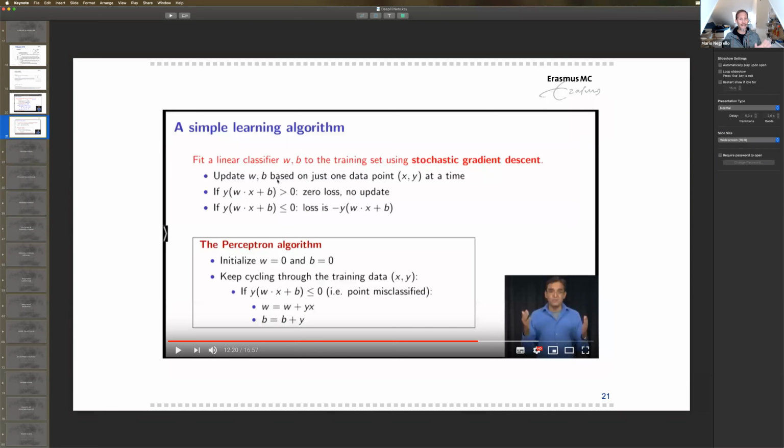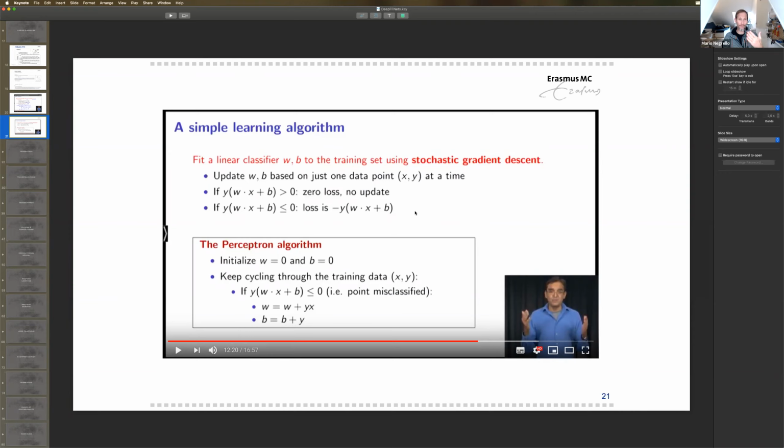The actual algorithm looks algebraically like this. You update W and B, or theta, based on one data point at a time. The data point has A1 and A2. If the sign function here, this is the Y, the output of your neuron, returns positive, you have no loss, hence no update. If the sign function is negative, that means you classified it incorrectly, then the loss is negative, and we're going to add that negative in.